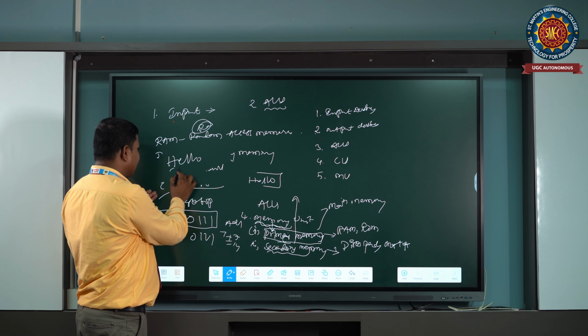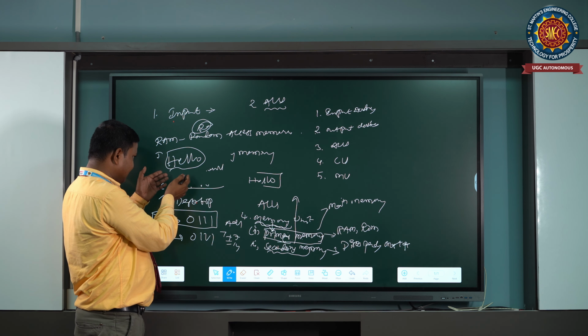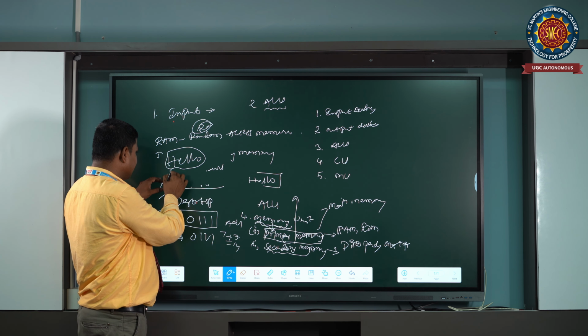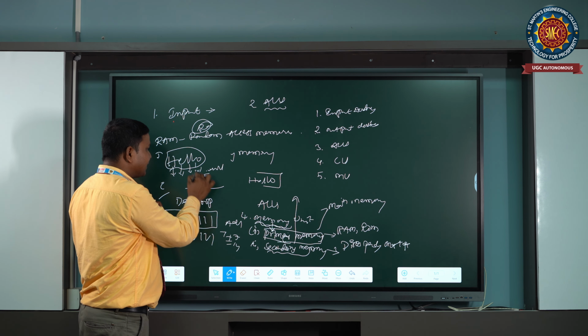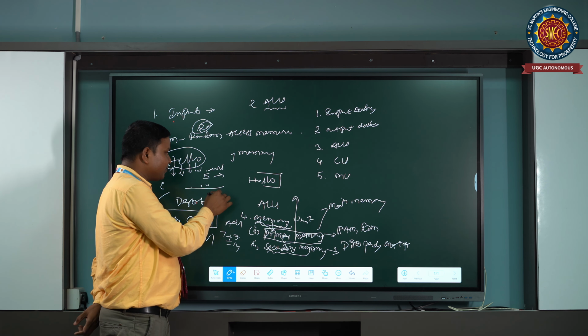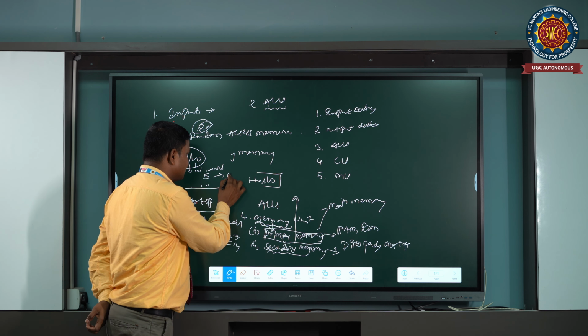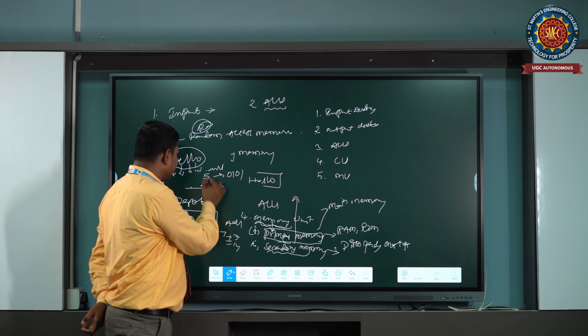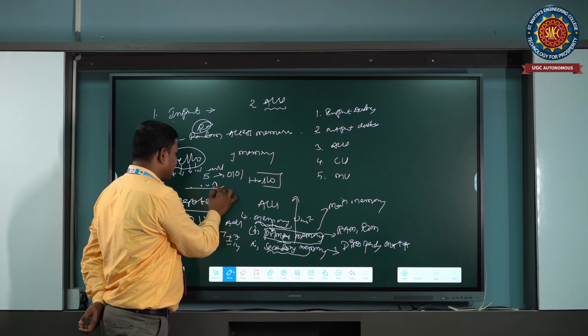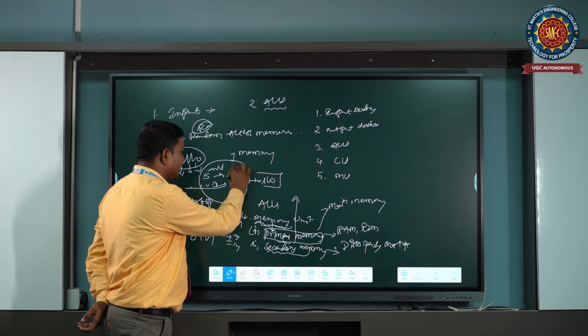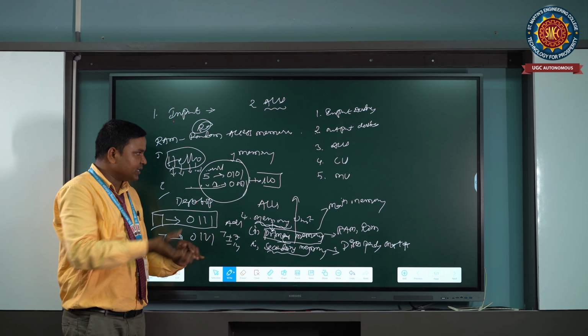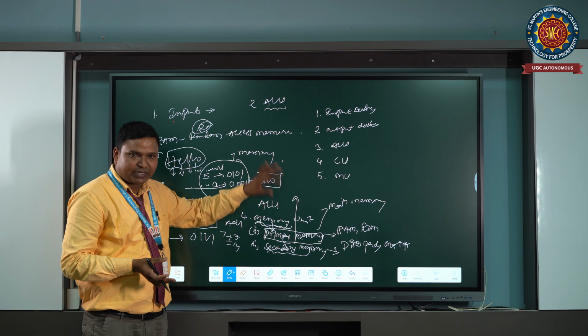Hello is one word. How many characters are there in it? H-E-L-L-O, a total of 5 characters. The 5 is represented as a binary number, like 101, and the one word is represented as 001. This way the instructions will be executed in the arithmetic logic unit.